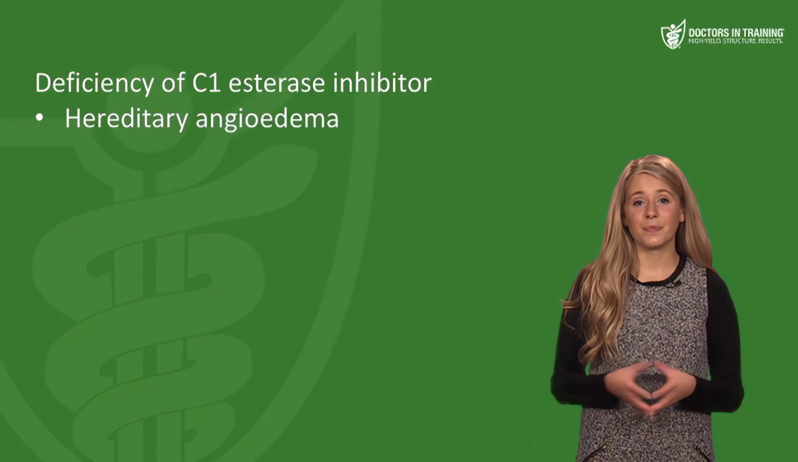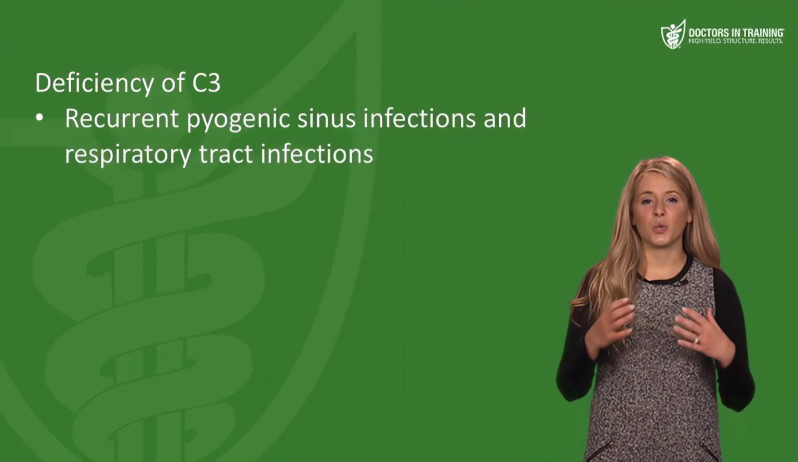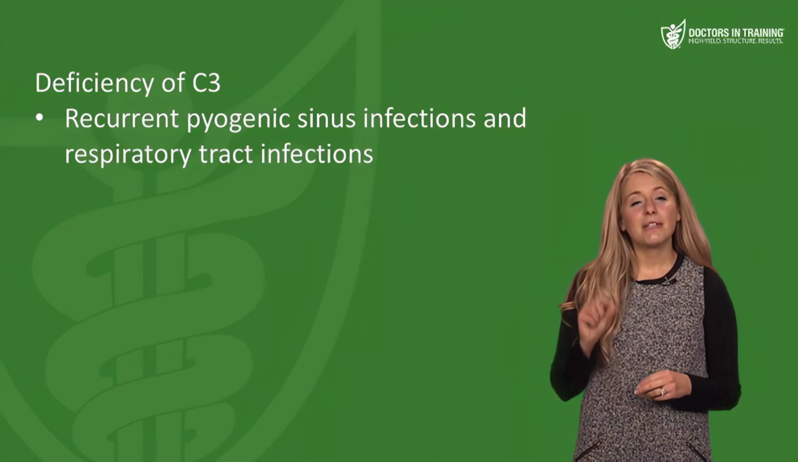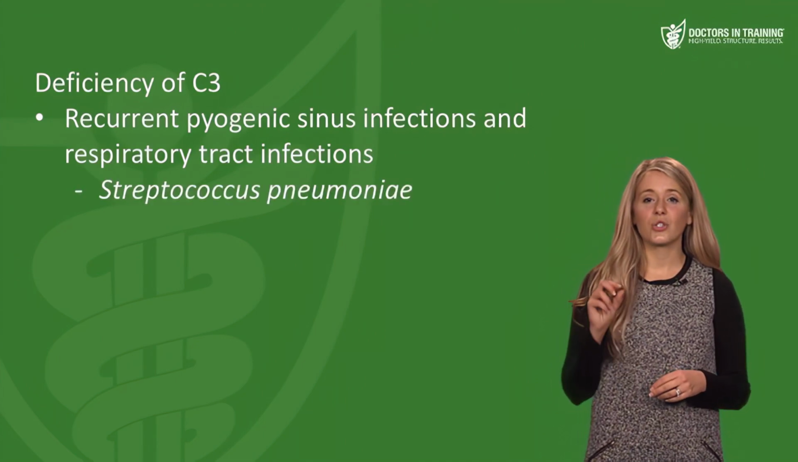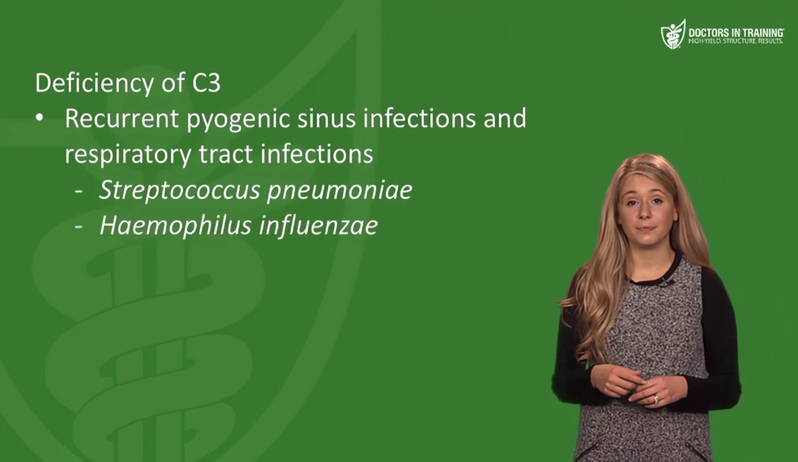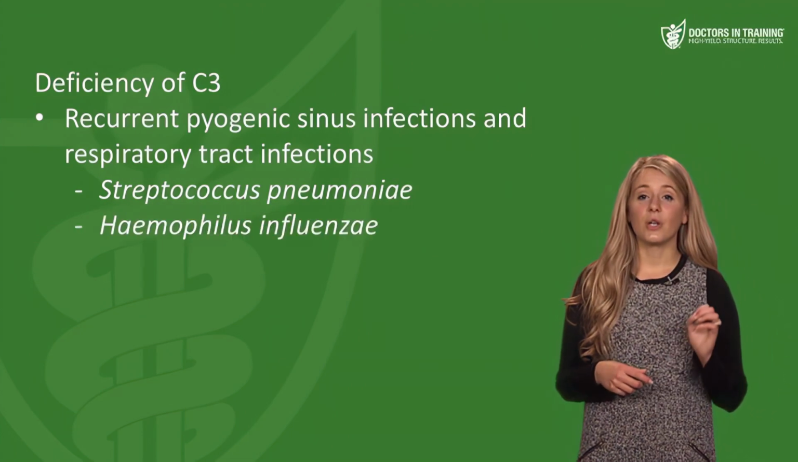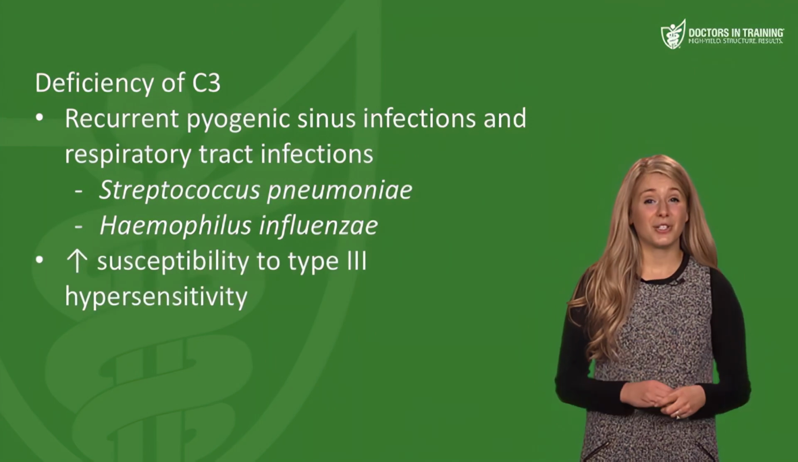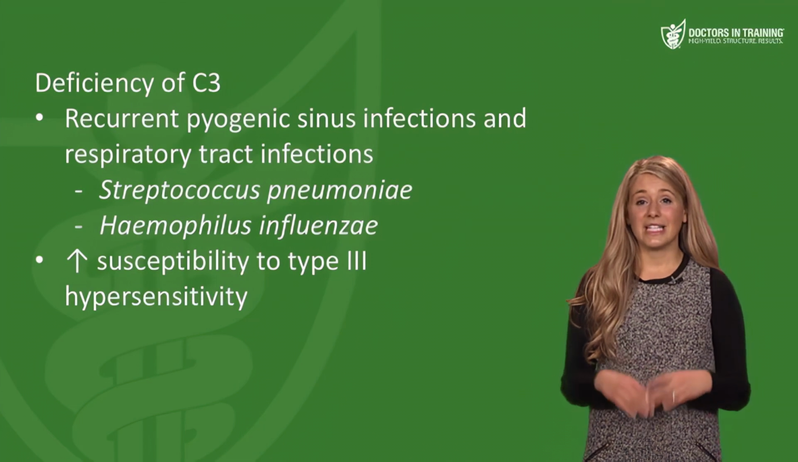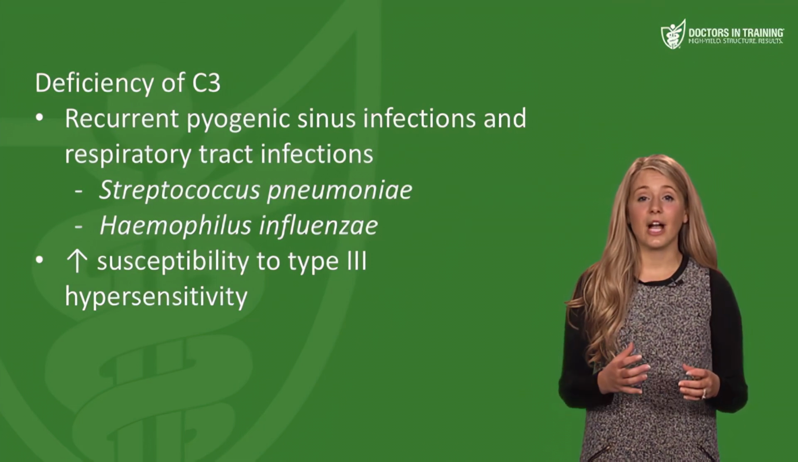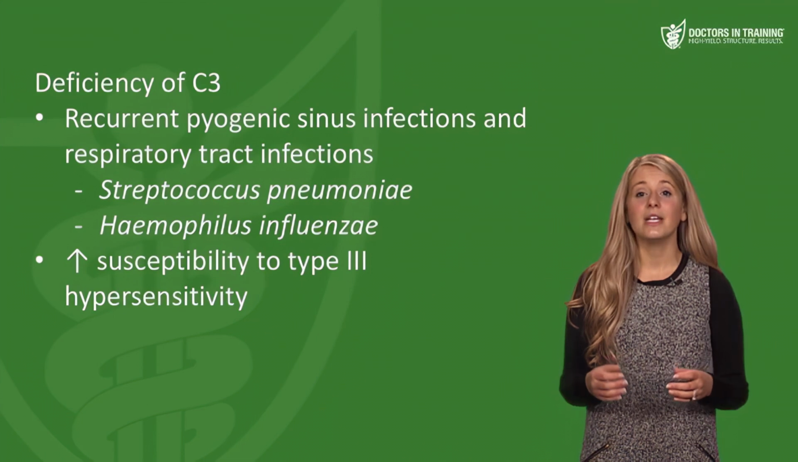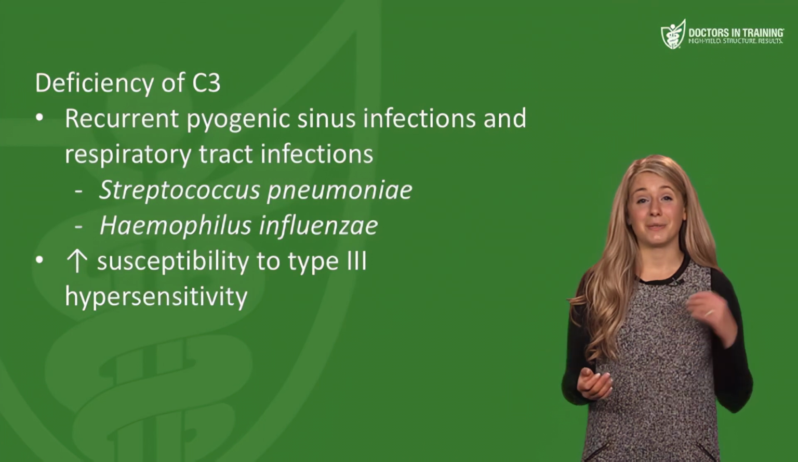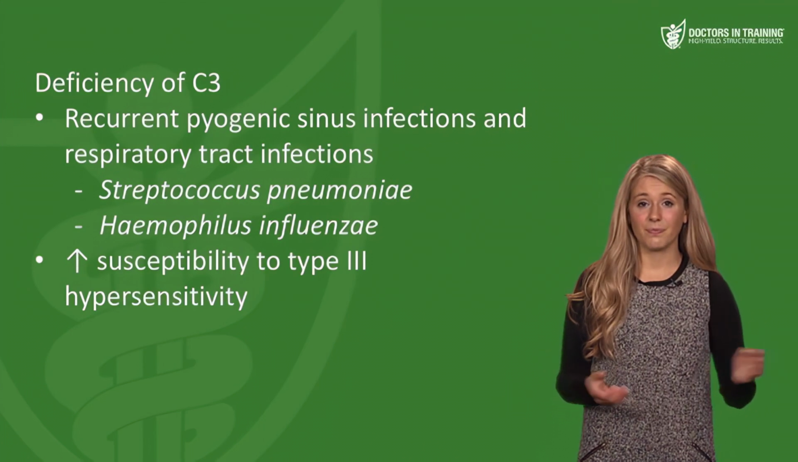a side effect. Deficiency of C3 leads to recurrent pyogenic sinus infections and respiratory tract infections, specifically those encapsulated bacteria like strep pneumo and Haemophilus influenza. These patients also have increased susceptibility to type 3 hypersensitivity, especially glomerulonephritis. Basically, C3 is needed to opsonize and clear out those antibody-antigen complexes that cause type 3 hypersensitivity. So no C3 means more type 3 hypersensitivity.